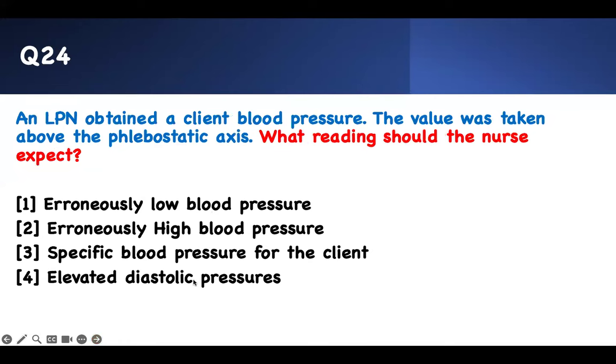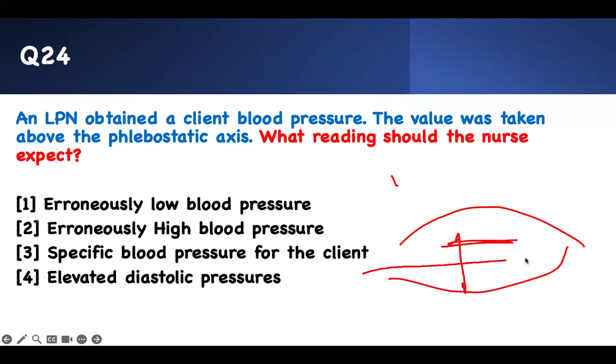An LPN obtained a client's blood pressure. The value was taken above the phlebostatic axis. What reading should the nurse expect? Once again, it's a concept. If the individual is sitting down, you count to the fourth intercostal space, draw a line in the middle, and draw a line across the anterior axillary line, and where they intersect at the patient's heart is the phlebostatic axis.